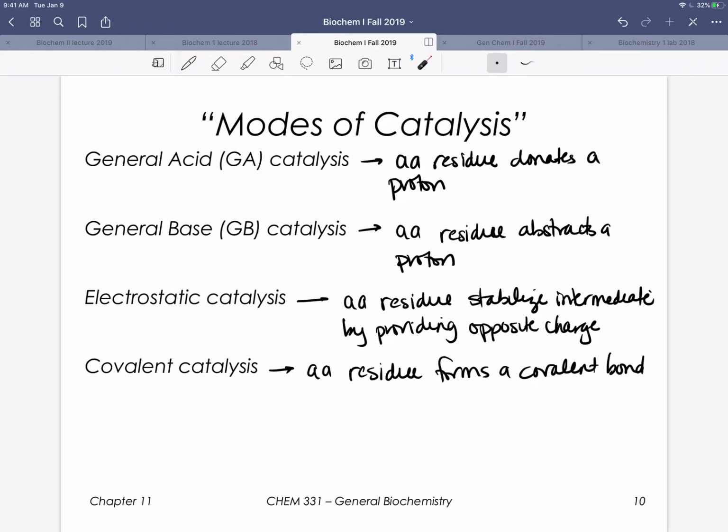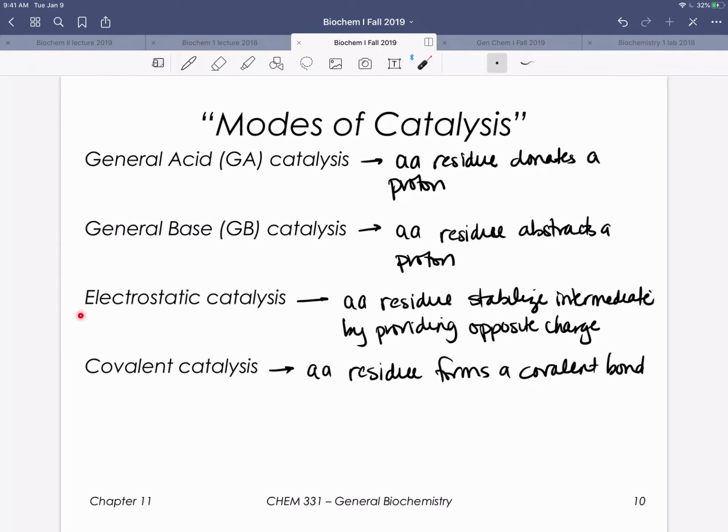So some more nuts and bolts before we're ready to get into studying the details of those four enzymes. When we talk about the different modes of catalysis, we're just saying what are the different roles that amino acids can serve. Well, amino acids could serve as general acid catalysts, general base catalysts. So general acid catalysts donate protons, general base catalysts remove protons.